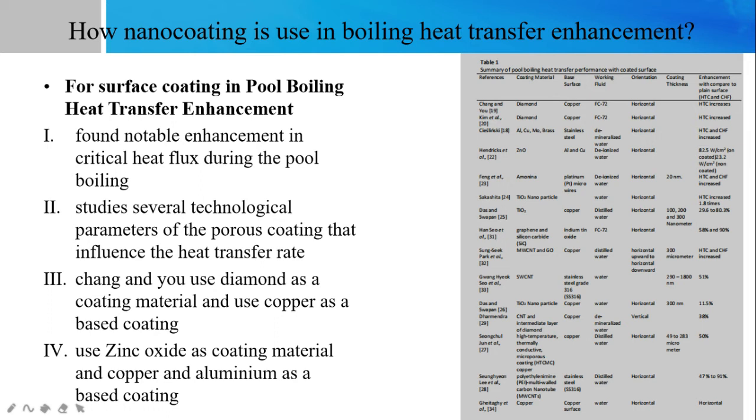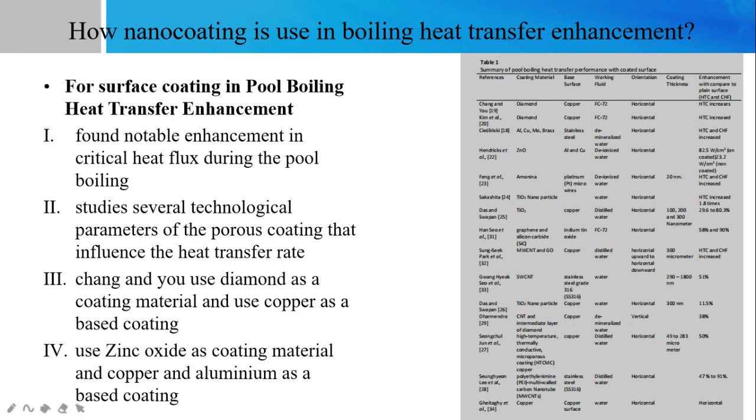This table shows a summary of pool boiling heat transfer performance with coated surfaces. From this table, we can see many research studies were done on the effect of using nanocoating in the boiling process. For example, Chang and Yu used diamond as a coating material and copper as a base. Next, Hendrik used zinc oxide as coating material and copper and aluminium as a base. We also can see many coating materials like aluminium, copper, ammonia and so on.